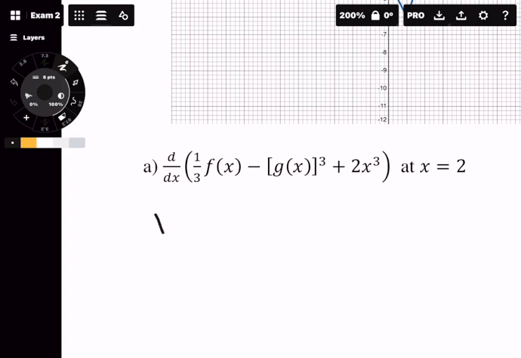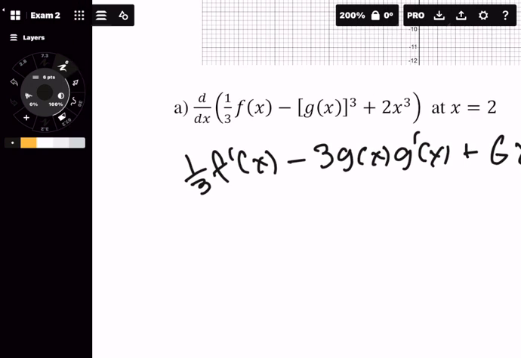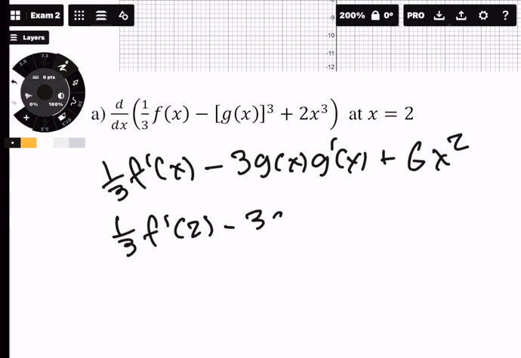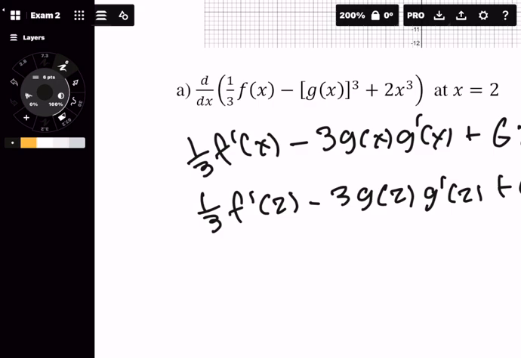So we take out the constant 1/3 and take the derivative of f, so f prime of 2. Now we do a power and a chain rule, which is 3 g of x times g prime of x. Now we do the power rule, so 6x squared. Now we just want to put this at x equals 2. So it's 1/3 f prime of 2 minus 3 g of 2 times g prime of 2 plus 6 times 2 squared. Now we want to find what f prime of 2 is.